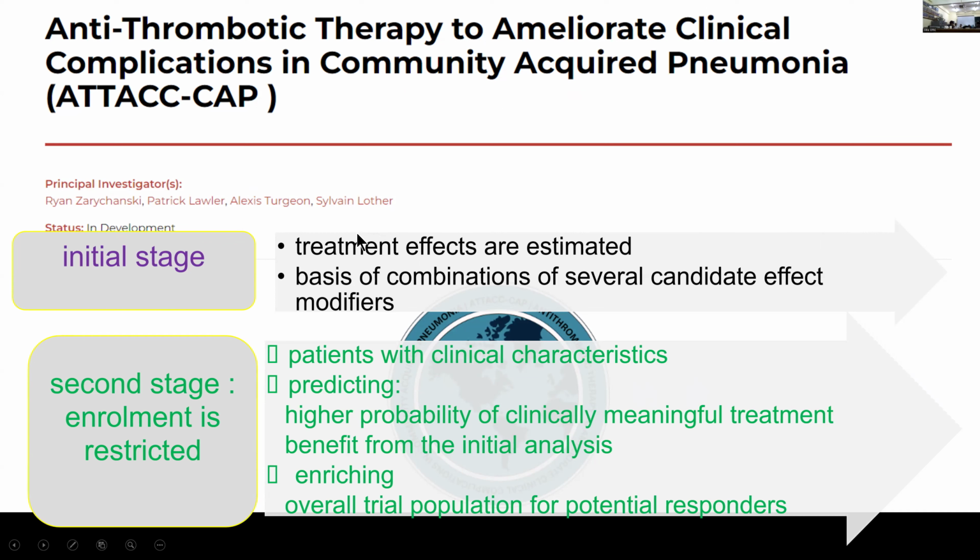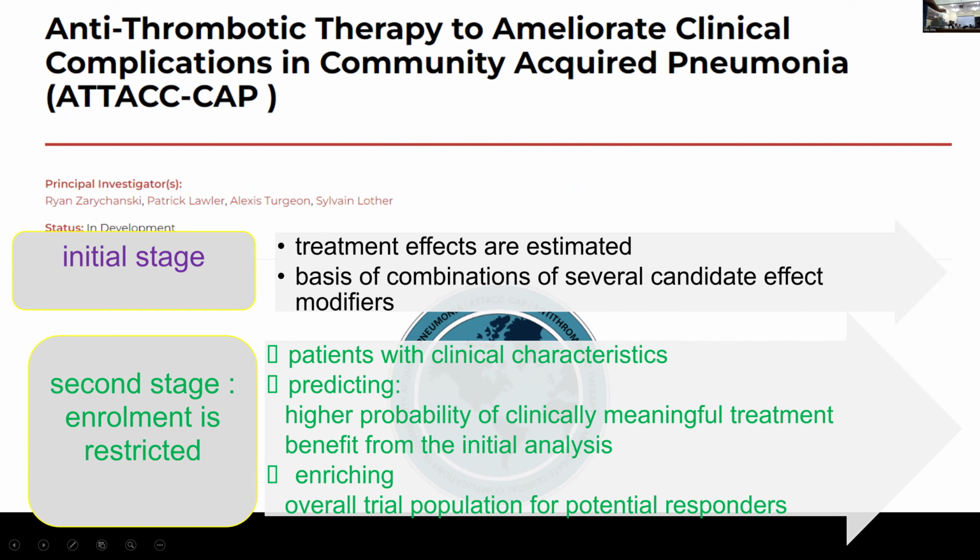At the first stage, treatment effects are estimated on the basis of combinations of several candidate effect modifiers. So in the first stage of the trial, you're looking to see how the drug is doing at all, and which subgroup of people or which characteristics can identify who it will work better for. That's the first phase. In the second phase, patients with clinical characteristics predicting a higher probability of benefit, you include only them in the second phase of the trial.